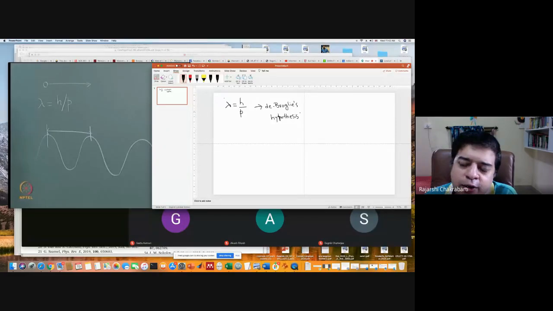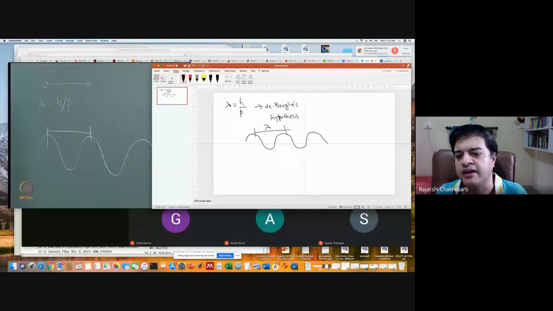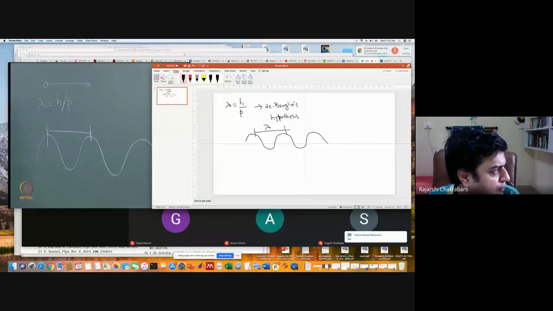And not only that, if I draw a wave, so this is a wave, and this distance is called the wavelength, lambda. If you give me a wave with wavelength lambda, then I know what the momentum of that wave is, isn't it? Are you fine? Because if I give you a wave with a fixed value of lambda, then the momentum of that wave is fixed. Are you convinced?